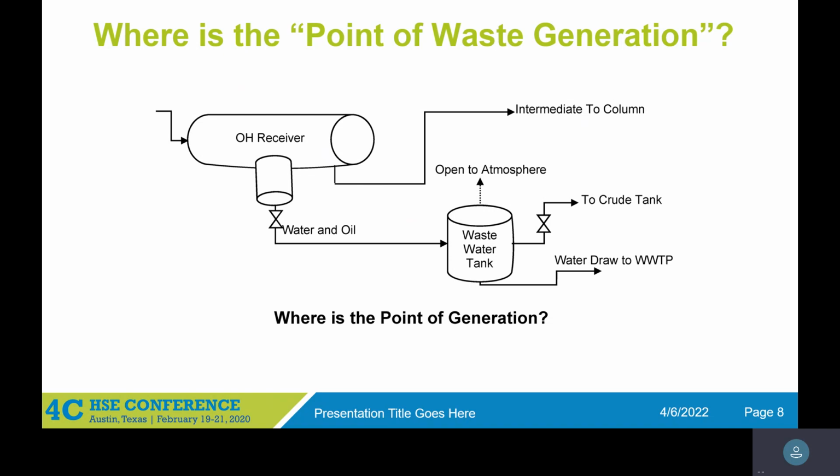Okay, so here's an example. Where is the point of generation? You have an overhead receiver coming out of a distillation column, let's say, and then it has a water loop. Water and oil are going to this wastewater tank. Then the water is going to the wastewater treatment plant, where it separates the oil, and that goes to the crude tank. And this is where the actual process goes, to another column. So who wants to be the brave volunteer that tells me what the point of generation is? What do you guys think it is?